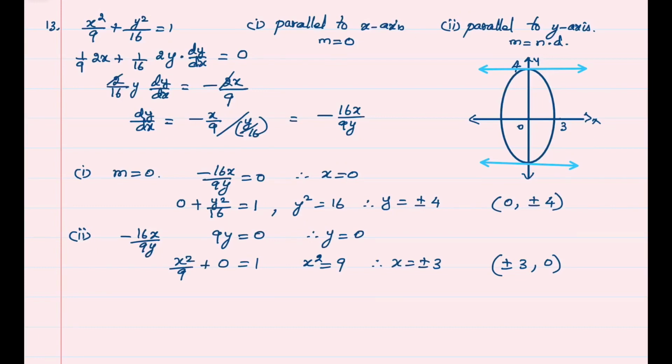Similarly, let us draw tangents parallel to y-axis. We can draw one tangent at 3, 0 parallel to y-axis and another tangent at minus 3, 0 which is parallel to y-axis. Therefore, the answer for the second subdivision is plus or minus 3, 0.